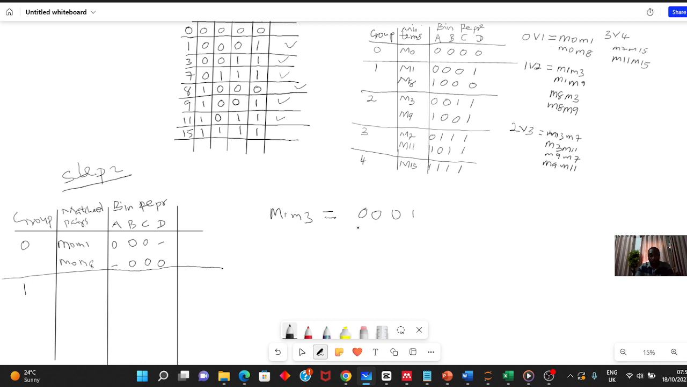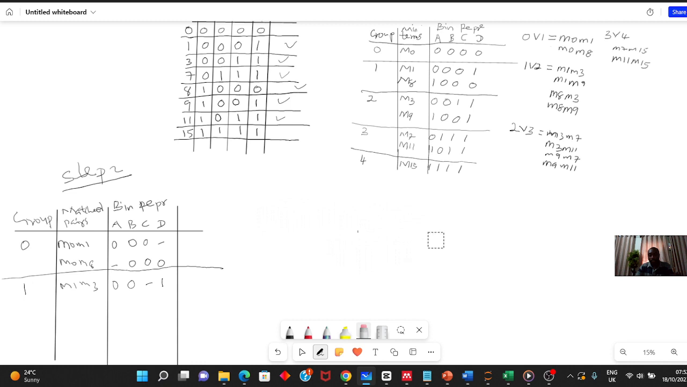M3 is given to be 0, 0, 1, 1. So let's see. This is 0, 0, then you put a dash, then 1. We are keeping this too because the change happens in just one instance. M1, M3: the match pair is 0, 0, dash, and then 1.